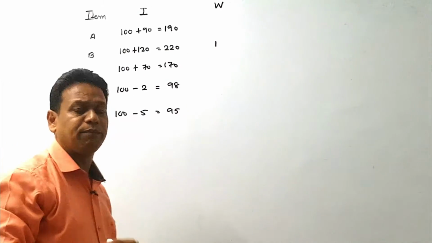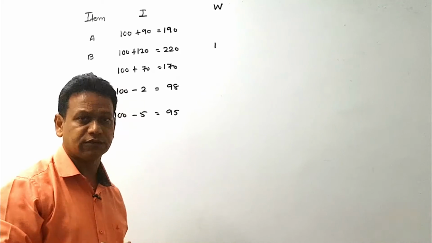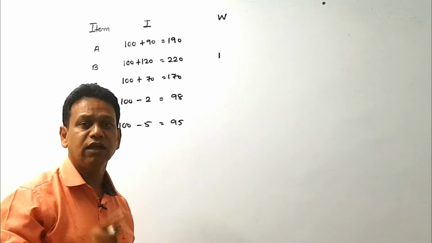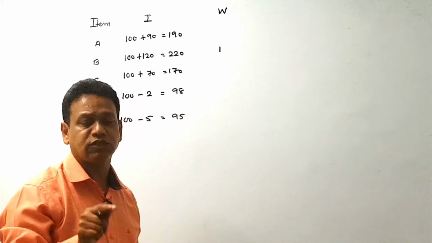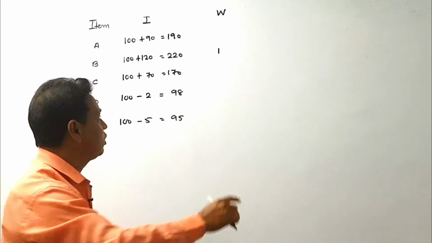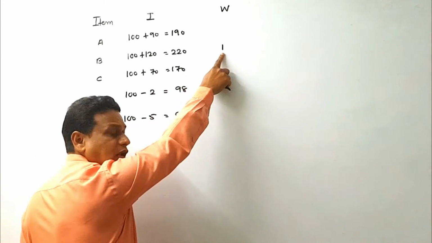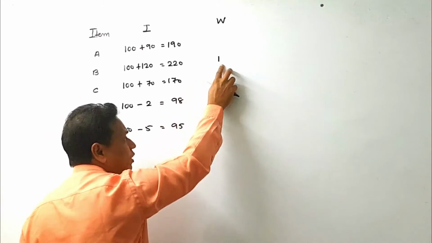Now I would like to apply my sentence. What I read here: they have given that the importance of item A is 4 times that of item B. The importance of item B is 1. Now the importance of item A is 4 times that of B.